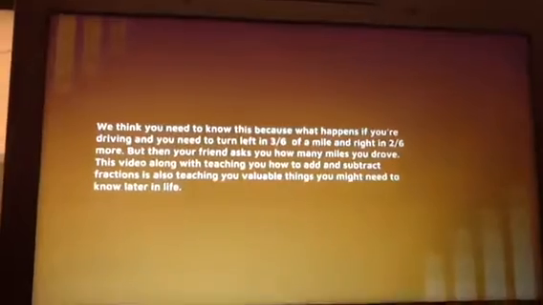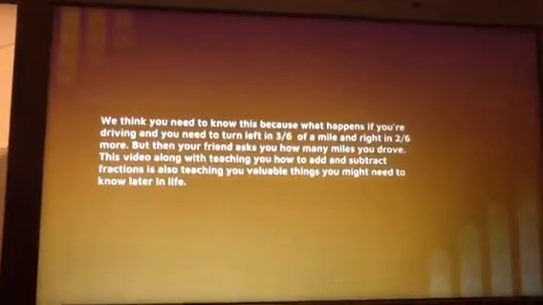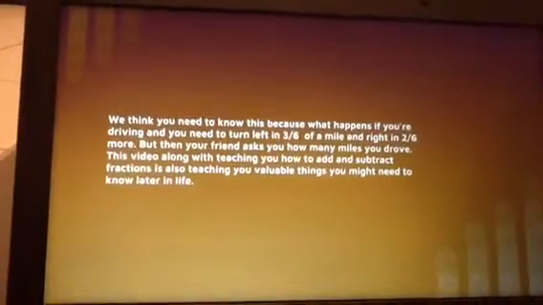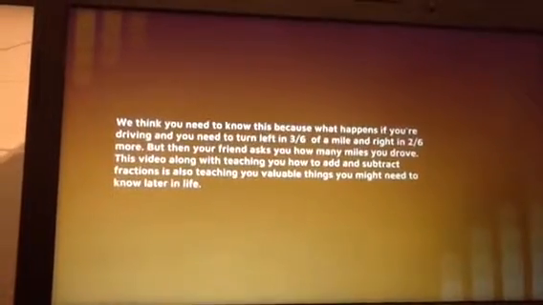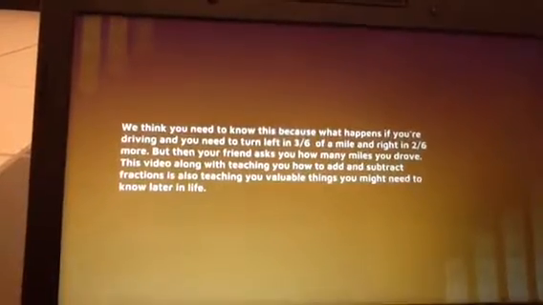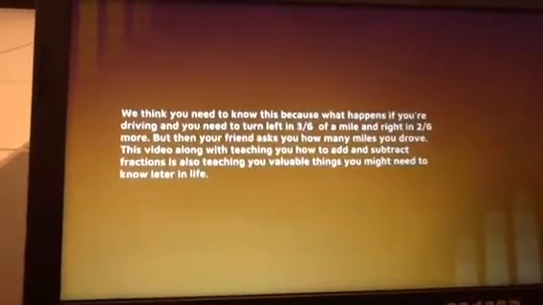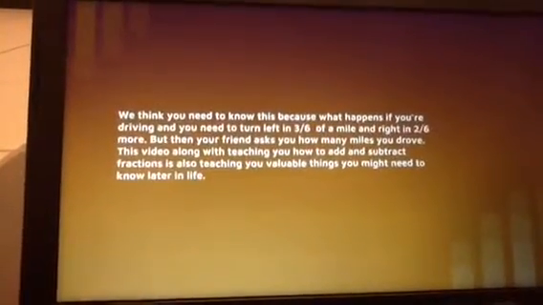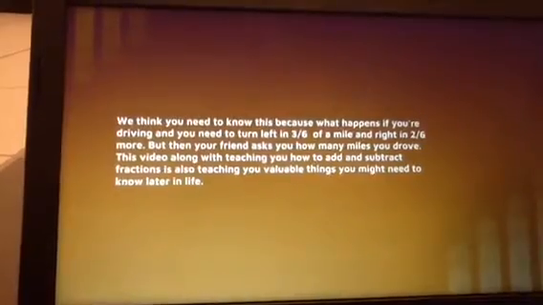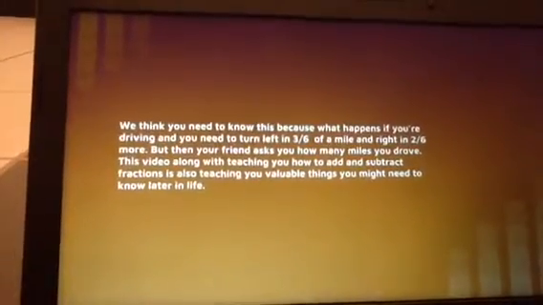We think you need to know this because what happens if you're driving and you need to turn left in 3/6 of a mile and right in 2/6 more, but then your friend asks you how many miles you drove. This video, along with teaching you how to add and subtract fractions, is also teaching you valuable things you might need to know later in life.